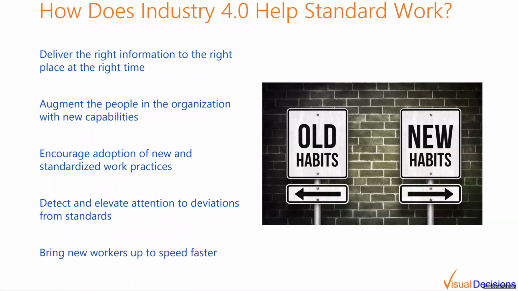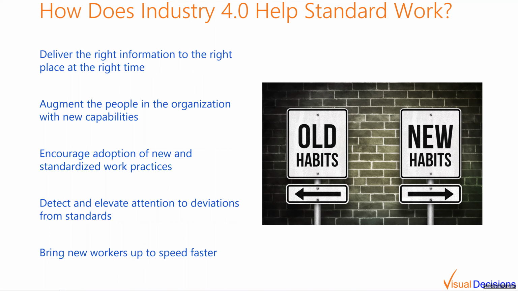So how does Industry 4.0 help standard work? There are a few key principles here. First of all, we have to deliver the right information to the right place at the right time. Everybody needs to have that information that is crucial to them operating the process in a standard way when they absolutely need it. How can we augment the people in the organization with new capabilities? I'll be touching on these as I go through.